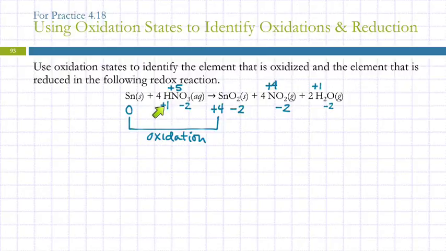What's happening with the hydrogen? +1 to +1. Nothing. What's happening with oxygen? -2, -2, -2, -2, nothing. The nitrogen is changing, though. It's going from +5 to +4. Its oxidation state is going down. It's being reduced. That's the reduction.